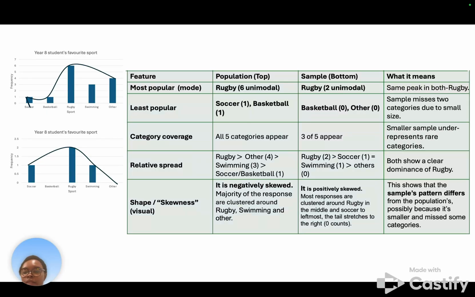Okay, so that is the end of the description for your graphs, or the comparison for your graphs. So I hope this will help you do your own comparison in your own assignment. So if you have a question, make sure you're asking your teacher. And again, this is for categorical data.